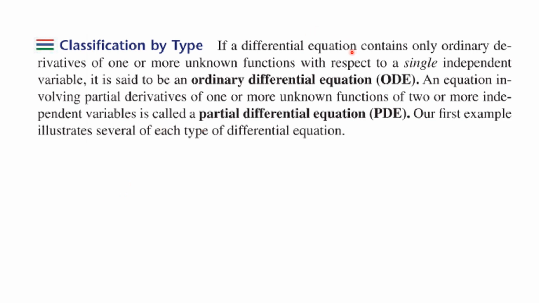If a differential equation contains only ordinary derivatives of one or more unknown functions with respect to a single independent variable, be it x or t, it is said to be an ordinary differential equation, or ODE. An equation involving partial derivatives of one or more unknown functions of one or more independent variables is called a partial differential equation, or PDE.